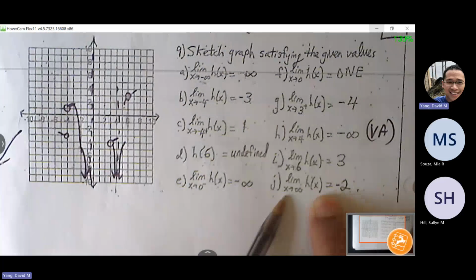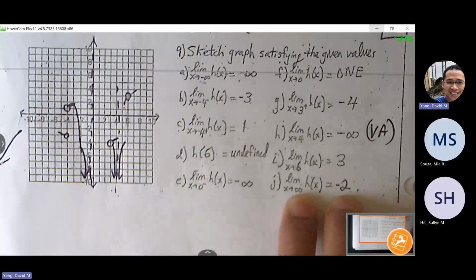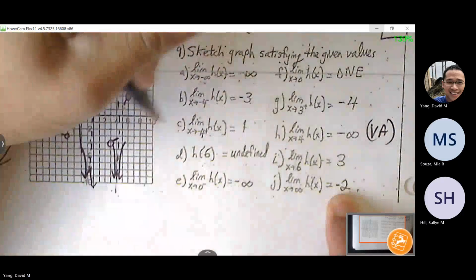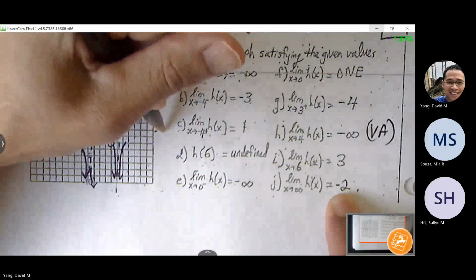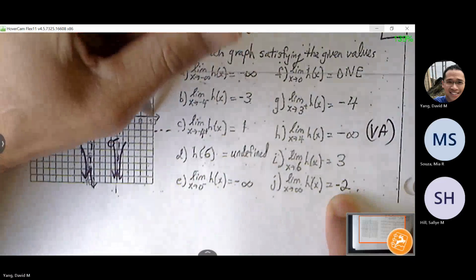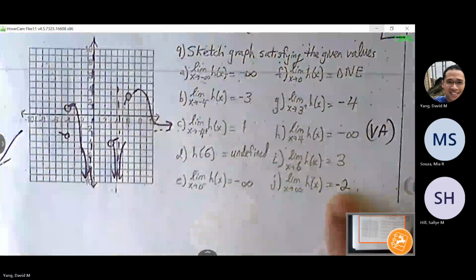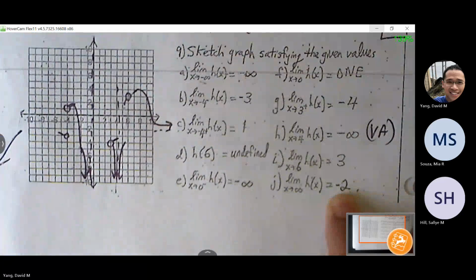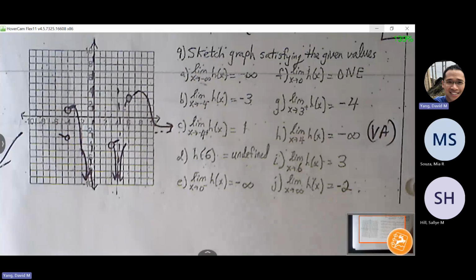Limit as x approaches positive infinity equals -2. So what is this telling us? Horizontal asymptote, right? So I'm going to draw my arrow off the grid, and that arrow is going to flatten out at -2. Is there any way to identify a point already drawn on the graph? Yeah, we can do one of those.